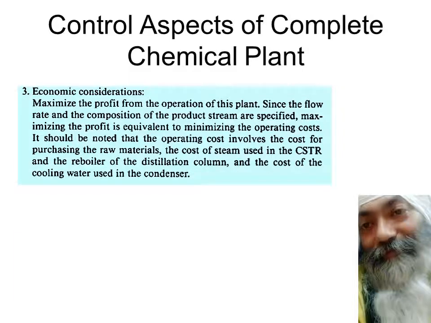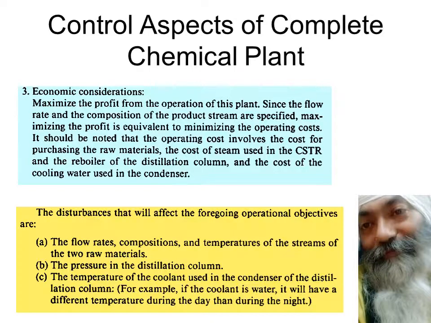The third objective is the economic constraints, and I've already told you, I'm repeating once again, that you want to maximize the profits. So you want to minimize the cost involved in terms of raw material, in terms of steam used in the reboilers and so on. Even in CSTR using steam, and the cost of cooling water used in condenser, they also need to be controlled.